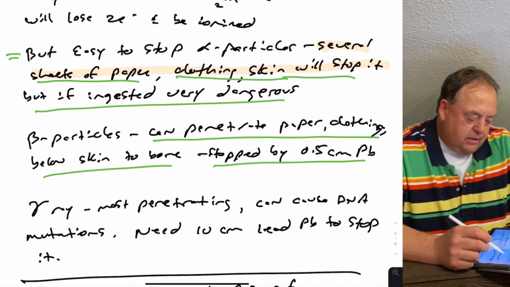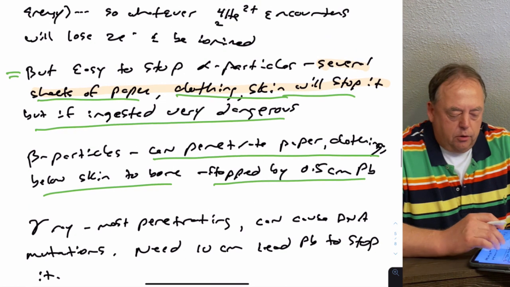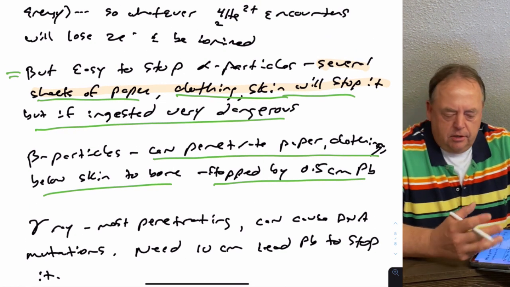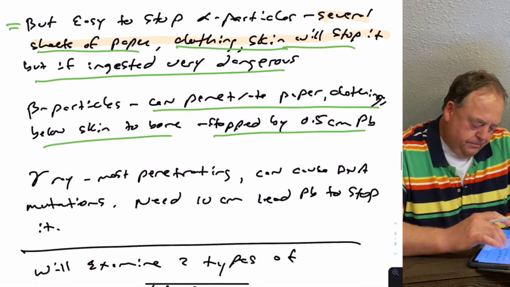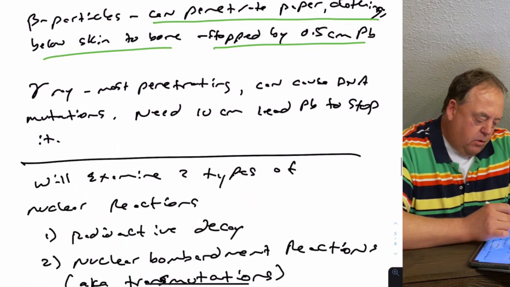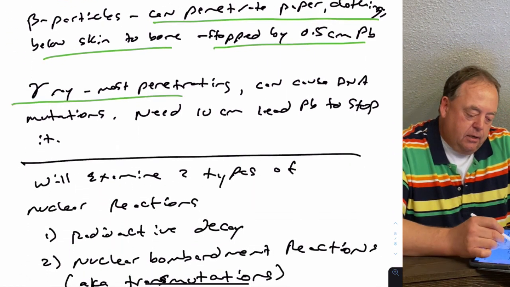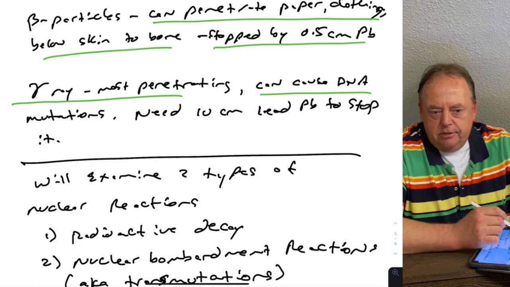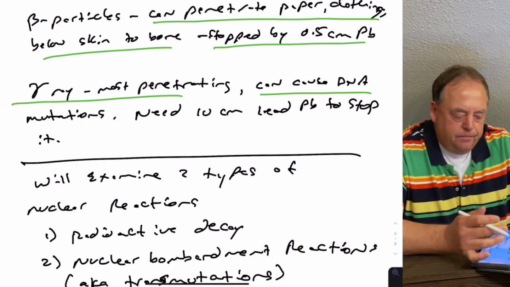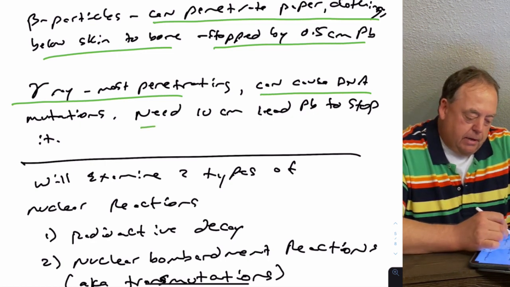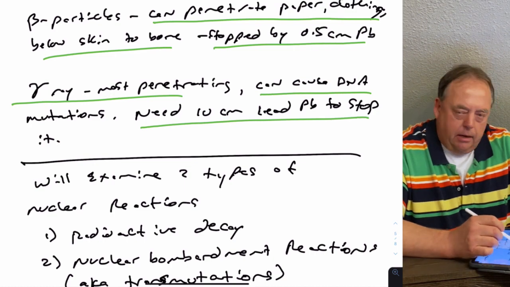But in the sense that if alpha particles are ingested, they're more dangerous because of how ionizing they are. And then gamma rays are the most penetrating. They can cause DNA mutations, so they can cause cancer. So it needs about 10 centimeters of lead to stop a gamma ray.